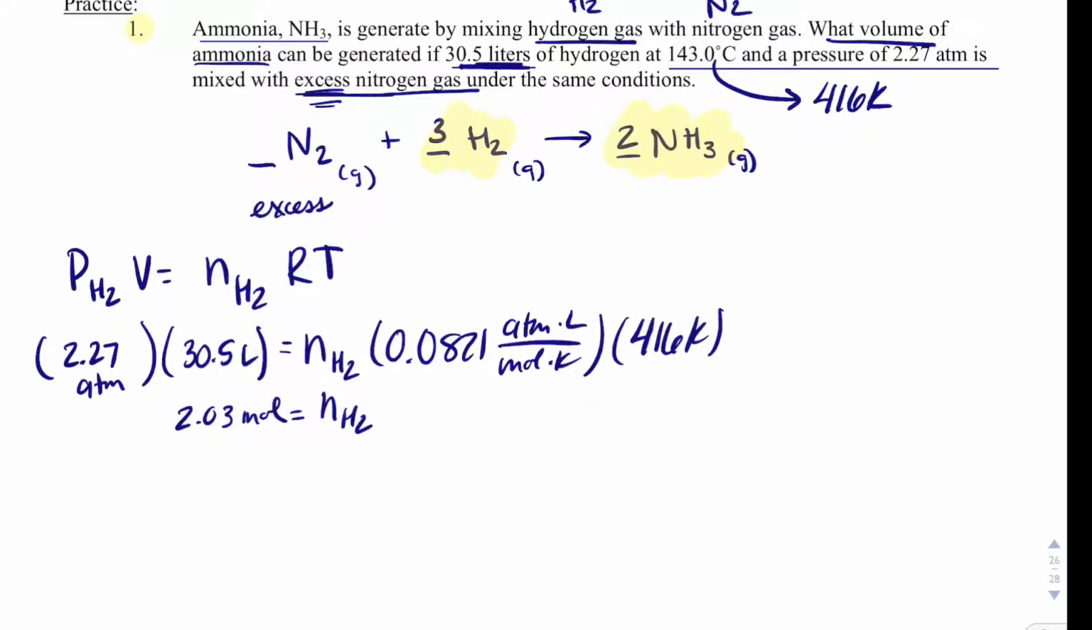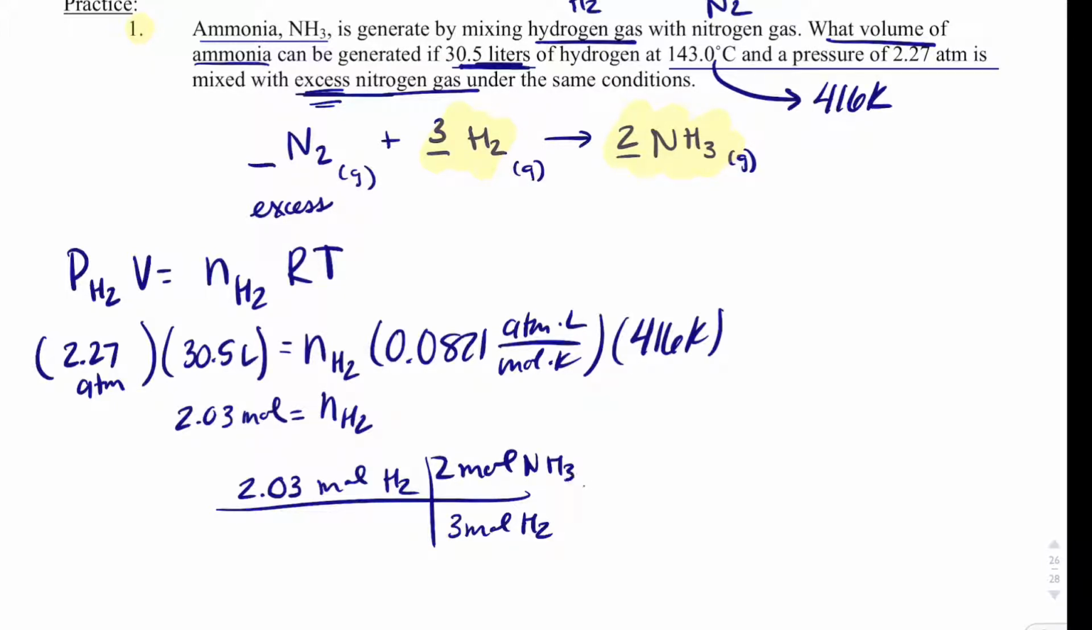Okay, to get to NH3, I'm just going to mole bridge it over there. So 2.03 moles of H2. There's 3 moles of H2 for every 2 moles of NH3, and so that math is 1.35 moles of NH3. Let me remind myself what we're solving for. We are ultimately solving for what volume of ammonia, and we're actually under the same conditions, which is kind of rare for these types of problems. Usually they change up the pressure and temperature on us, but they don't.